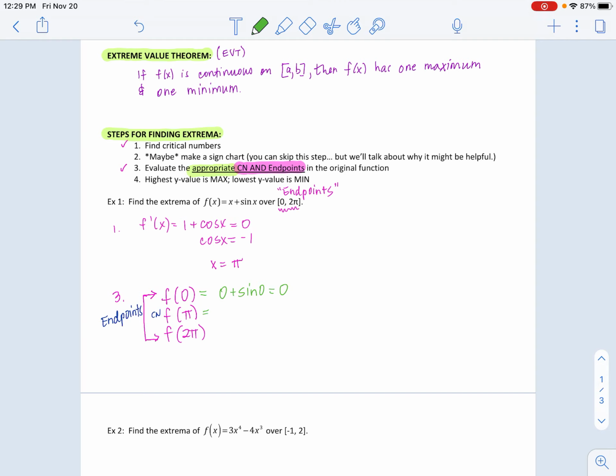f of pi itself is pi plus sine of pi. Since sine of pi is 0, we're getting pi plus 0, so it's pi. And then when I do 2 pi, I've got 2 pi plus sine of 2 pi, which is 0, so it's 2 pi plus 0, so it's 2 pi. This evaluation tells me that the maximum is 2 pi, because of these 3 y values, 2 pi is the highest, and the minimum value is 0.